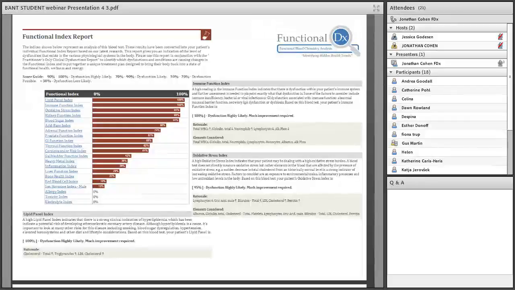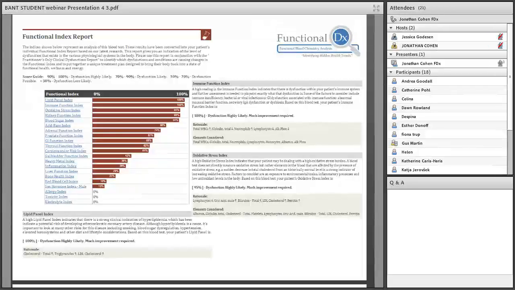And with each and every one of these, you're going to get a little box, as you can see to the right, saying immune function index. It's going to say why it's being looked at, what percentage it is. In this case, it says dysfunction highly likely, much improvement required, which is, I think, quite amusing.